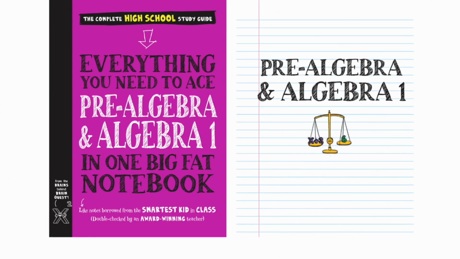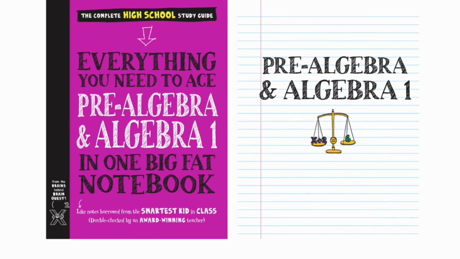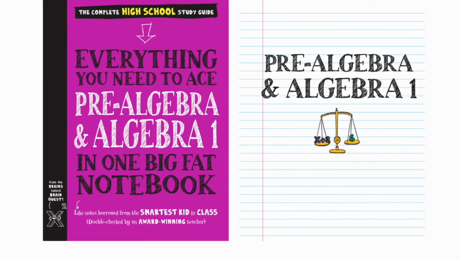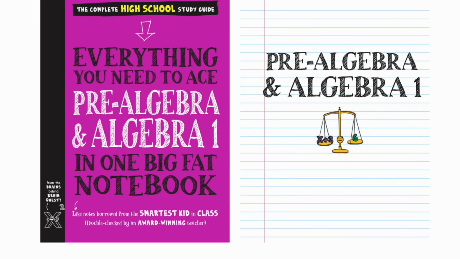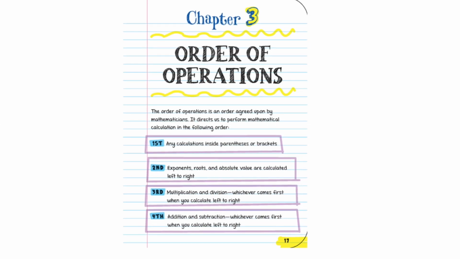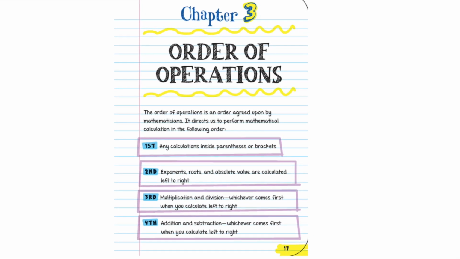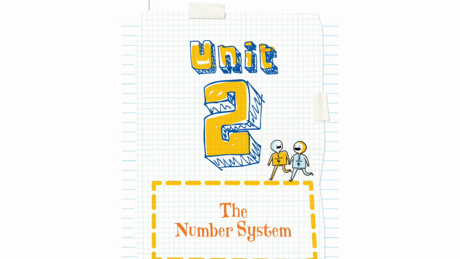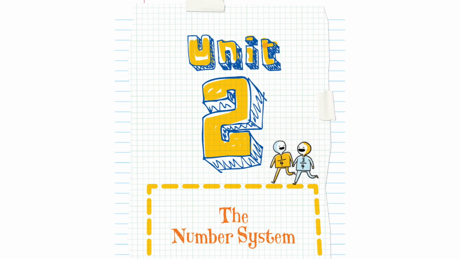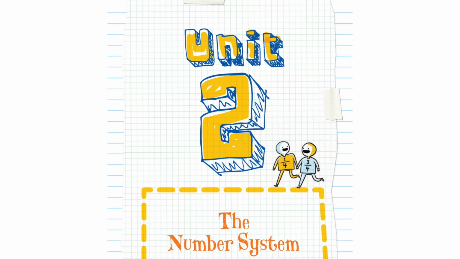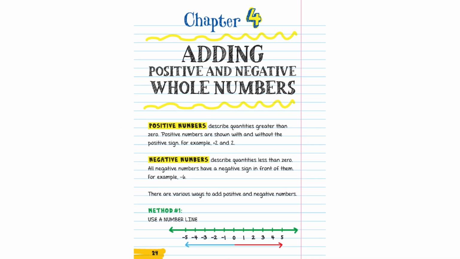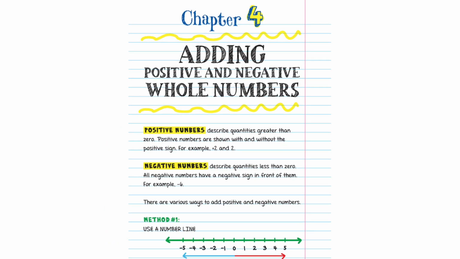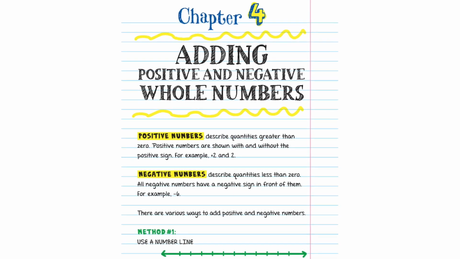In this video, we'll continue reviewing the book, Everything You Need to Ace Pre-Algebra and Algebra 1 in One Big Fat Notebook. In the last video, we did Chapter 3, Order of Operations. In this video, we're finally moving on to Unit 2, where we're going to learn about the number system. In Unit 2, we'll be in Chapter 4, and we'll be covering adding positive and negative whole numbers.